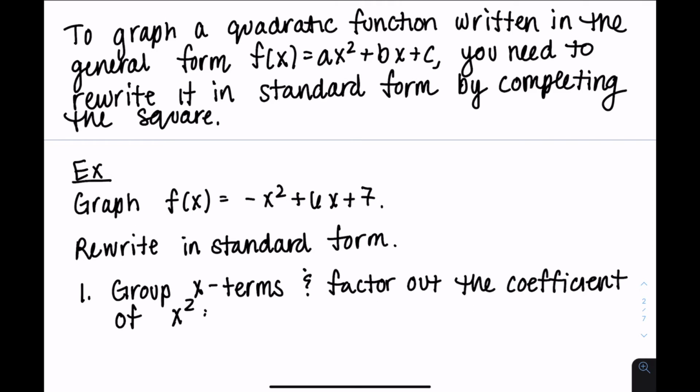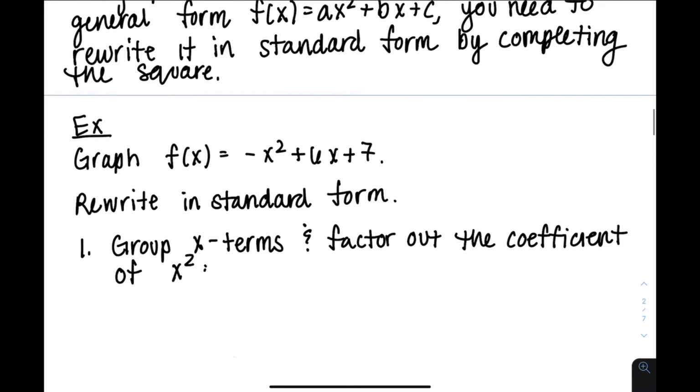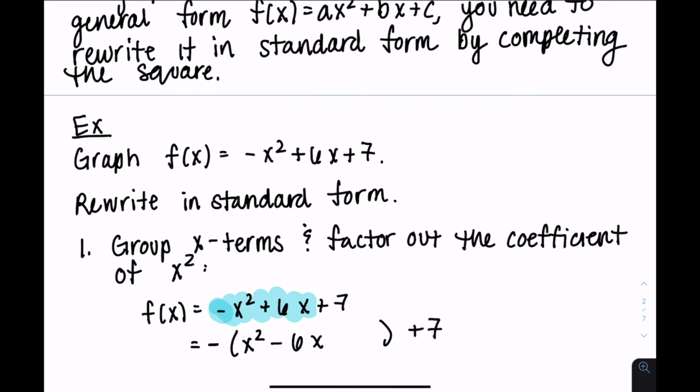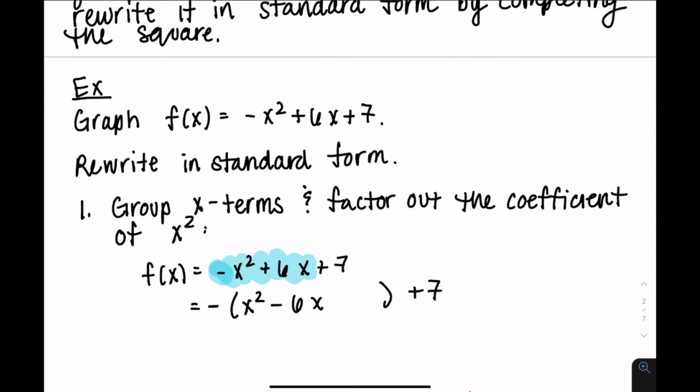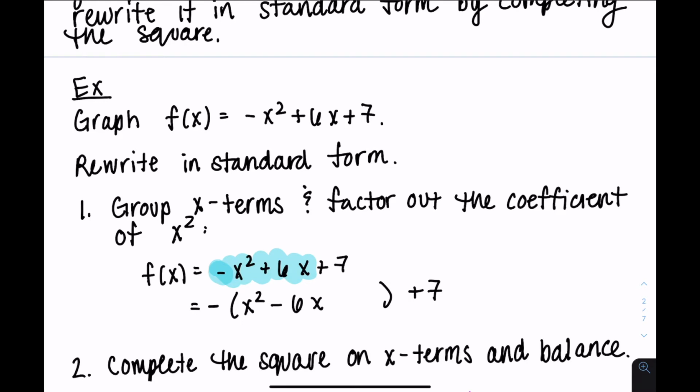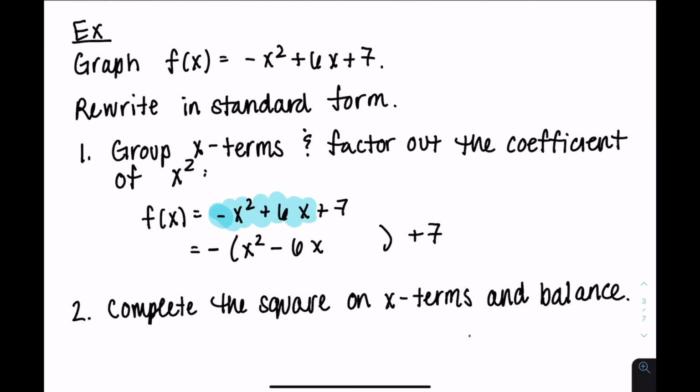So our first step is we want to group the x terms and factor out whatever coefficient is on the x squared. So we've got our function is negative x squared plus 6x plus 7. I want to go ahead and factor out this negative 1 from the x terms only. The 7 will get pushed off to the side. So we take out that negative 1, so it gives us negative times (x squared minus 6x), and you leave the 7. Now we want to go through and complete the square on these x terms and balance it out. So whatever I add, I need to make sure I'm balancing and subtracting it from the end.